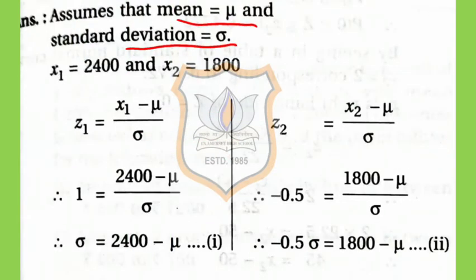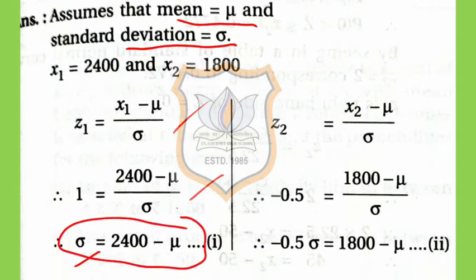So what can we write down? Z1 equal to x1 minus mu upon sd. Let's substitute the values. Z1 is 1, x1 is 2400. So we will have 1 equal to 2400 minus mu upon sd. Take sd on the left side. So you will have 1 into sd, that is sigma, is equal to 2400 minus mu. So this will be your first equation.